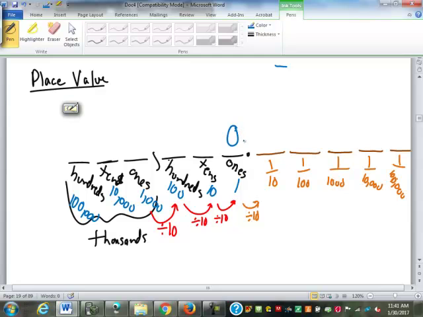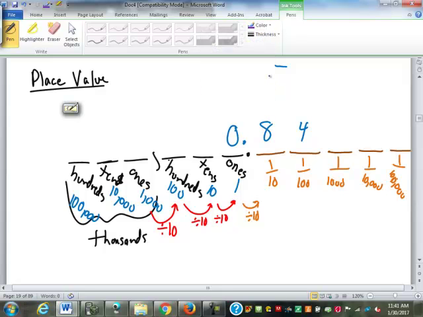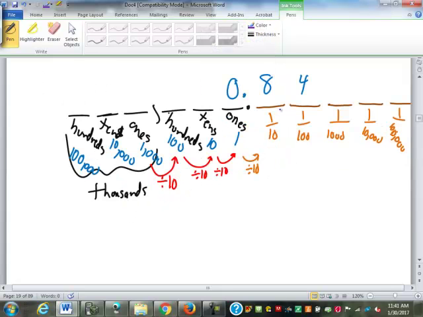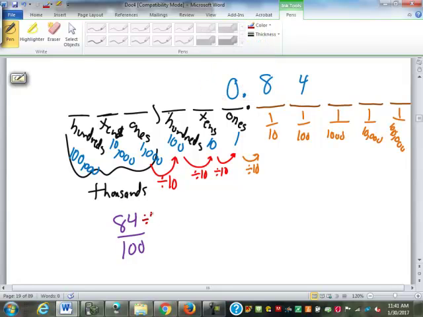So for example, if we have 0.84, which would be pronounced as 84 hundredths, it can actually be written as a fraction just like that. 84 hundredths, 84 over 100. And of course, we wouldn't leave it like that. We would reduce that, both of those numbers being divisible by 4. Here is 21 over 25.